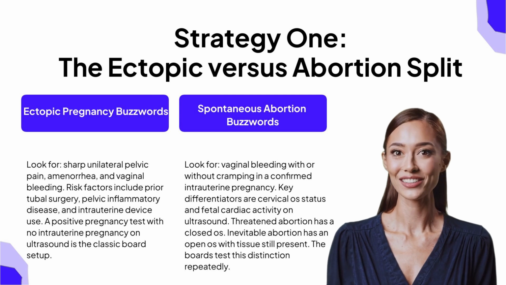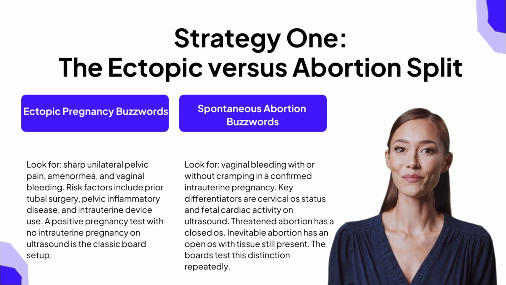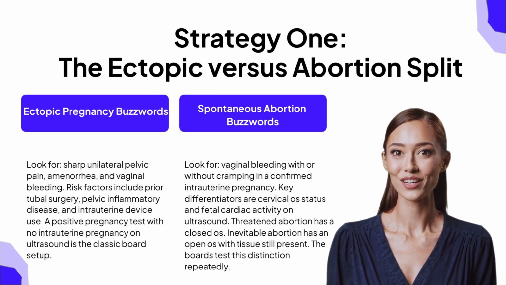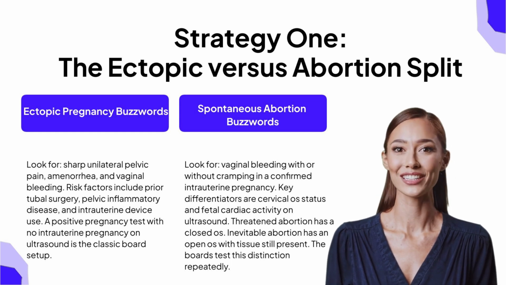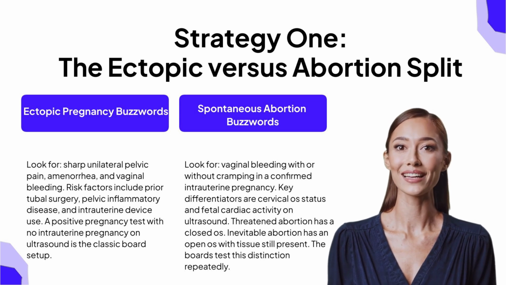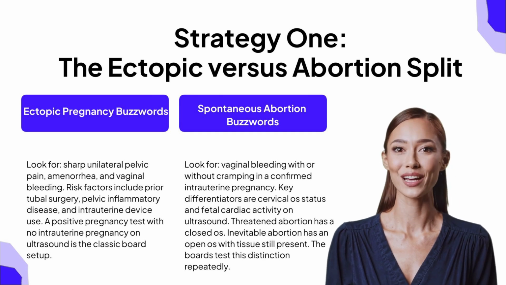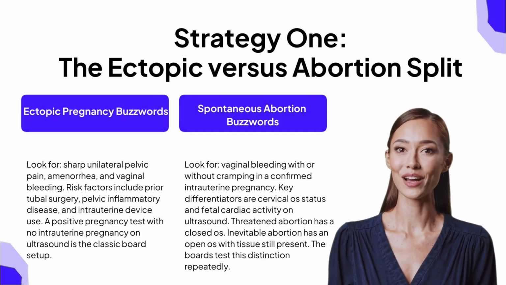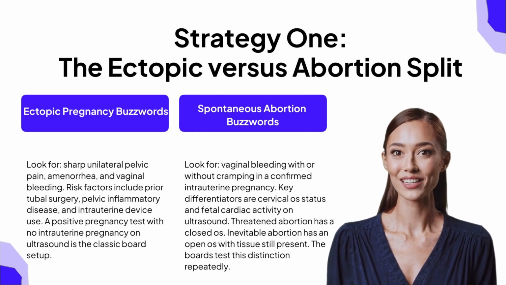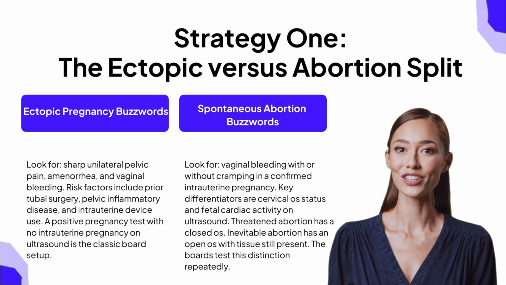Our first strategy is learning to split ectopic pregnancy from spontaneous abortion quickly. Both present with first trimester bleeding and pain, but the question stems give you specific clues. For ectopic pregnancy, the buzzwords are sharp or sudden unilateral lower abdominal or pelvic pain, amenorrhea, and vaginal bleeding. They will often mention risk factors like prior tubal surgery, pelvic inflammatory disease history, or intrauterine device use. The classic setup is a positive pregnancy test with no intrauterine pregnancy seen on transvaginal ultrasound.